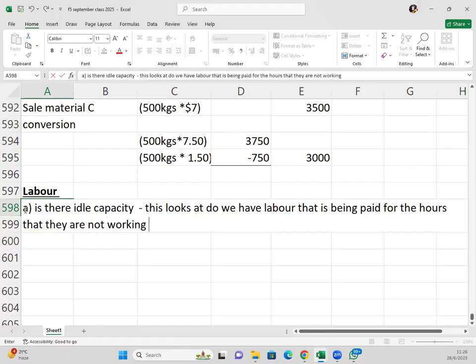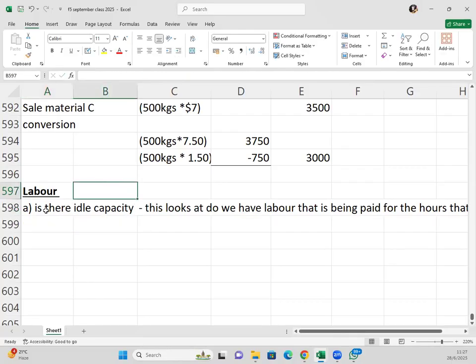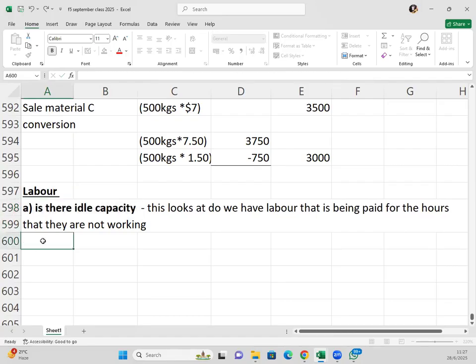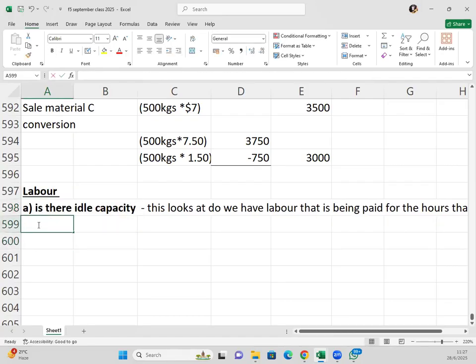Do we have workers who are being paid for the hours that they are not working? If we do, then for those hours, since we are paying them already, the cost of labor for those hours is not relevant.